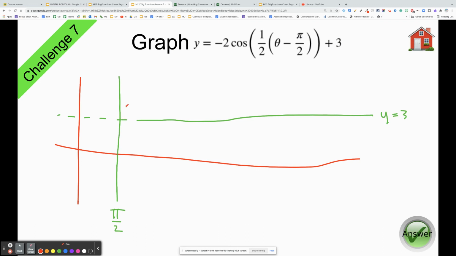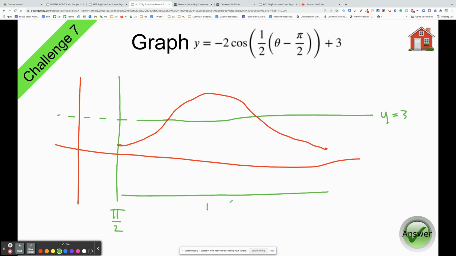So the period is 4 pi. I know that a cosine wave usually starts at a maximum, but because of the -2, it's going to reflect down, and it's going to start at a minimum. So I know it's going to start at a minimum and end at a minimum, and that means that it's going to look something like that, where this distance from here to there is 4 pi.